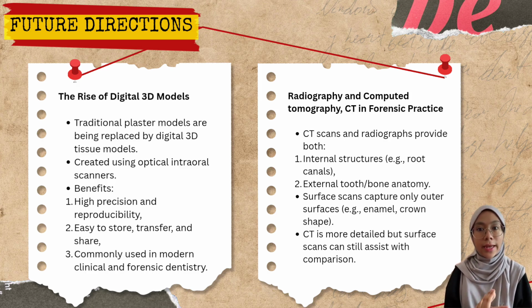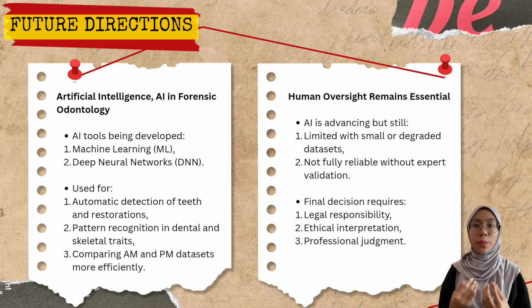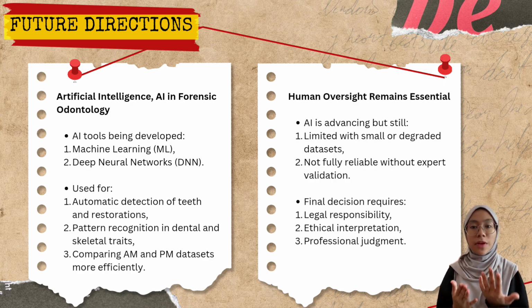Compared to surface scans, which only show outer features, CT provides much deeper detail, which is crucial in identifying remains through bone and root structure. Artificial intelligence is now being explored to help automate dental comparisons. Machine learning and deep neural networks can analyze dental features, detect distortion, and even flag inconsistencies. These tools can speed up the identification process and reduce human error, especially in mass disaster cases.